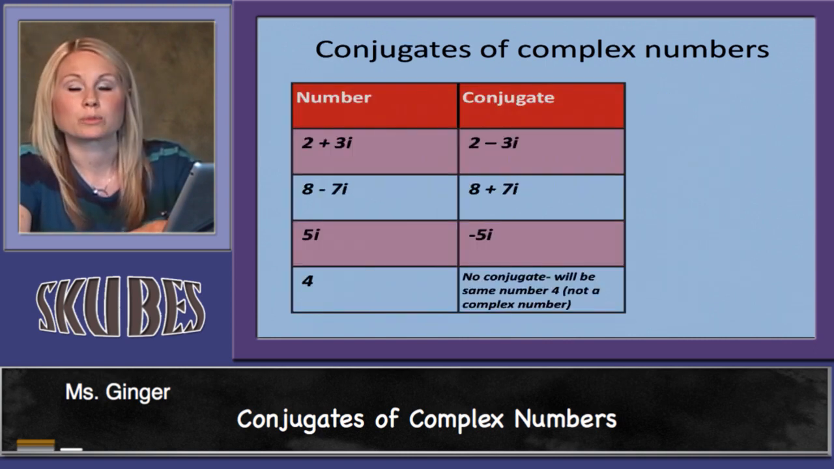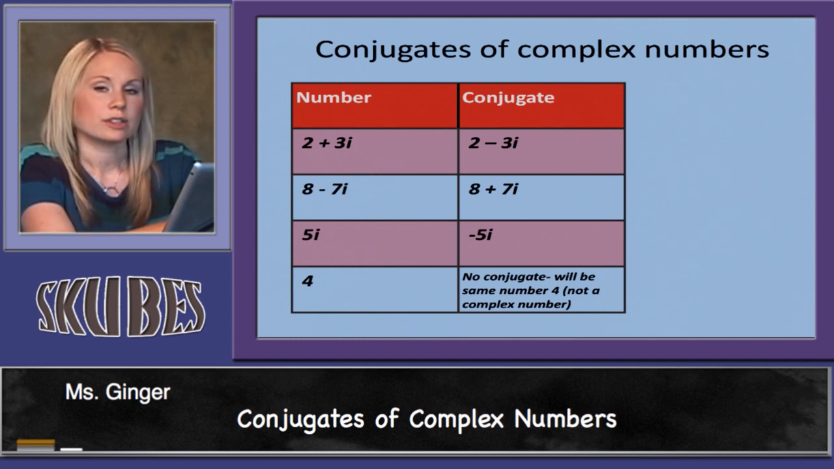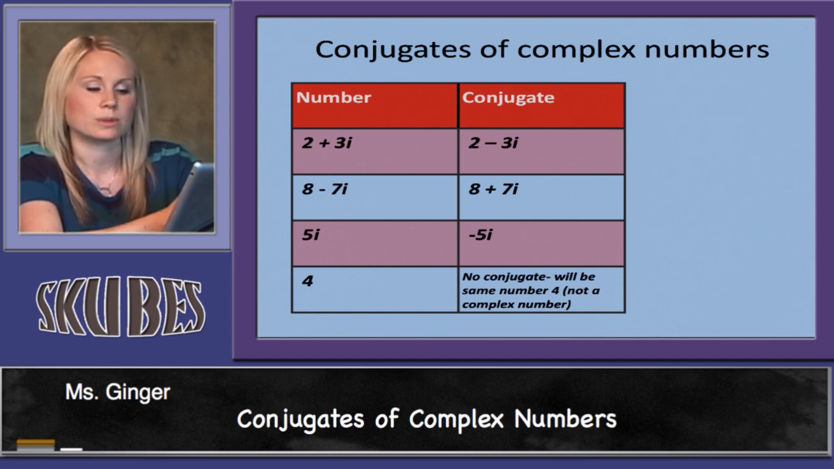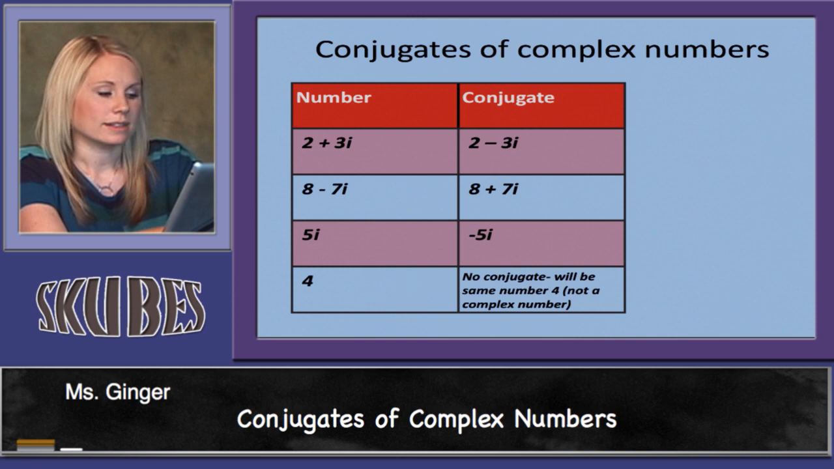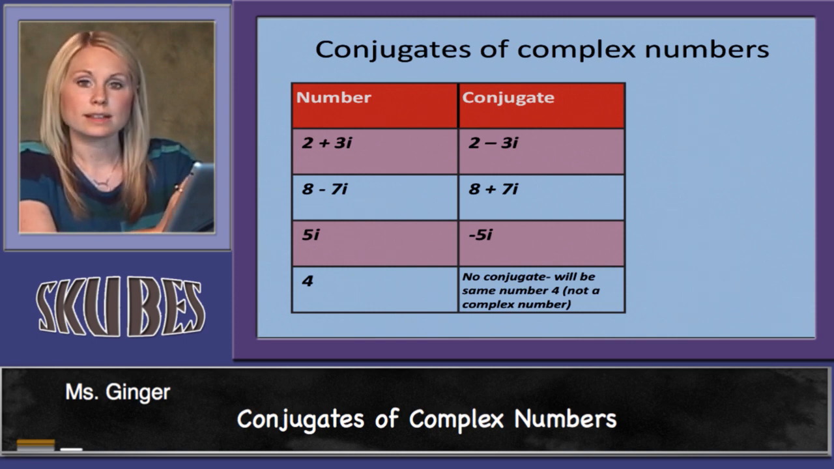Here are some examples with some real numbers to make it easier to see. So at the top here, I've got 2 plus 3i. The conjugate of that expression would be 2 minus 3i, as we talked about. If it started off with a minus in the expression 8 minus 7i, then the conjugate will be 8 plus 7i.